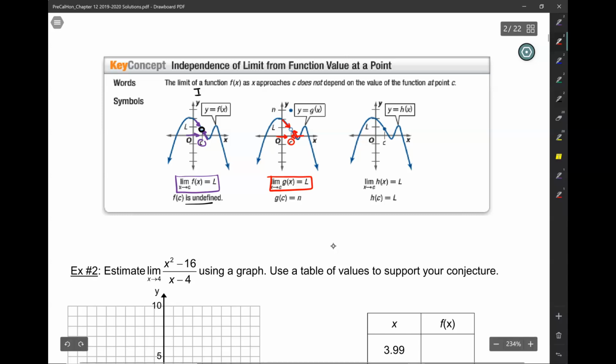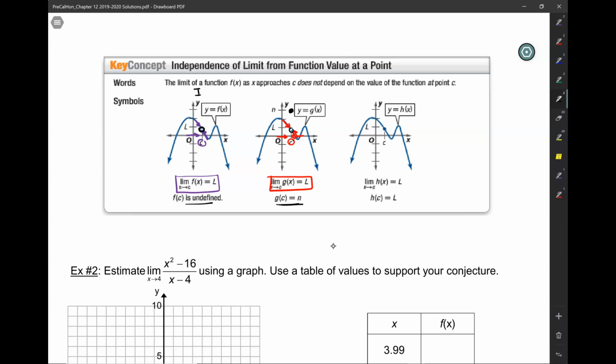Now, what is g of c? This isn't f of x, this is g of x. What is g of c? What is the value of the function at c? Well, there's a hole here, but you know what? There is a point there at y equals n. So g of c is equal to n.